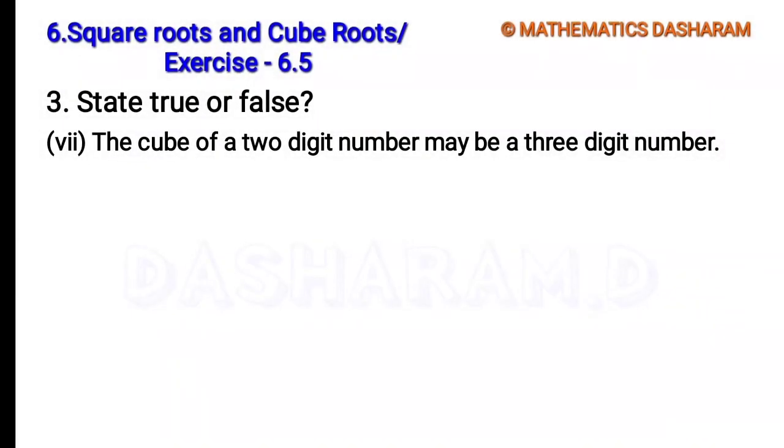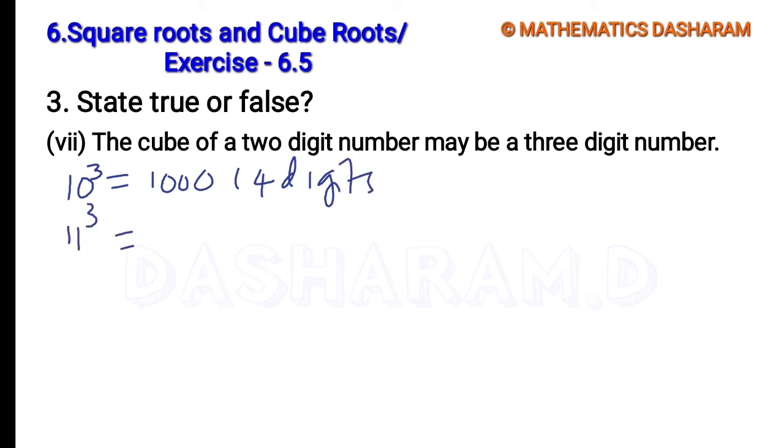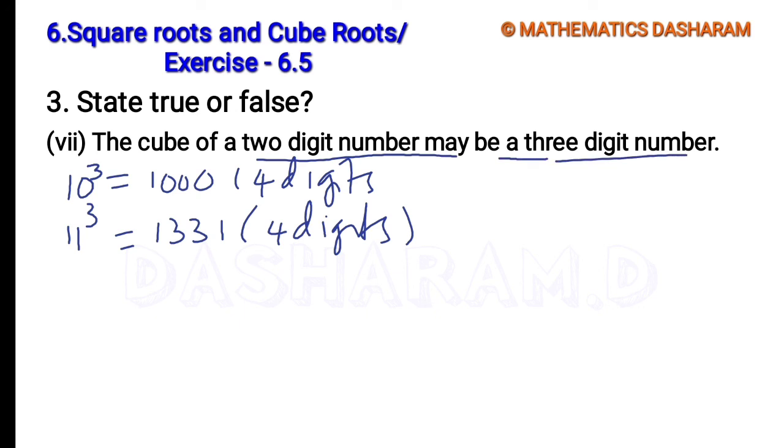Next, seventh question, the cube of a two-digit number may be a three-digit number. So the first two-digit number is 10, so its cube, 10 cube equals how much? 1000. How many digits are there here? 4 digits. Okay. Next two-digit number, 11. 11 cube is 1331. Here also 4 digits. But as per the question, the cube of a two-digit number may be a three-digit number, but we are getting a 4-digit answer. So that is why the given statement is a false statement.